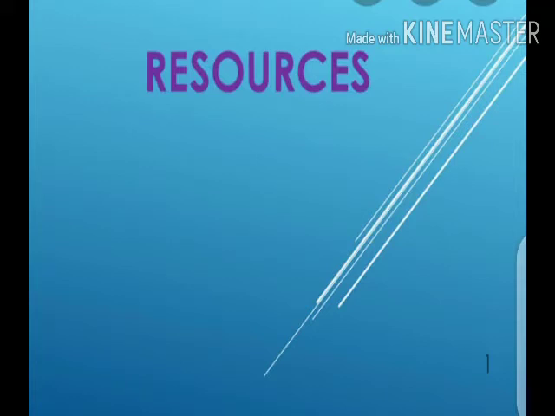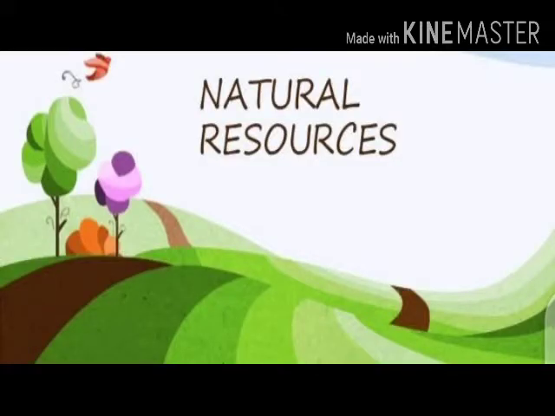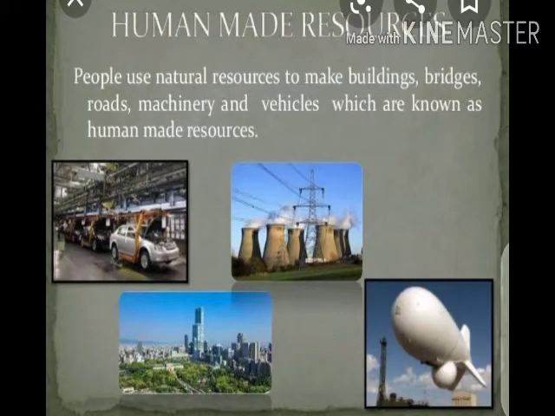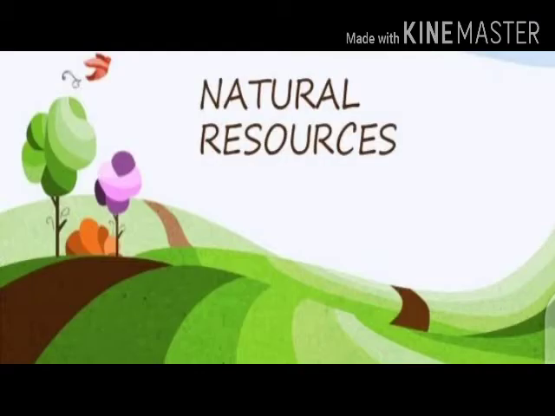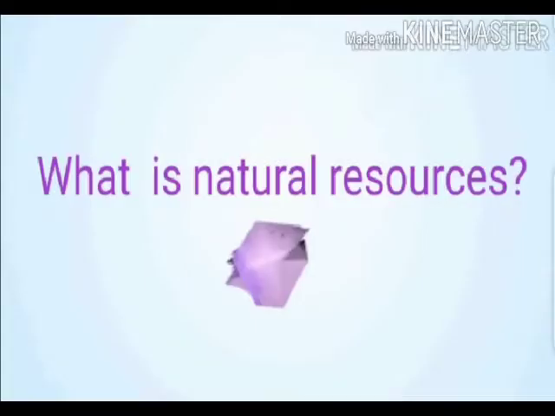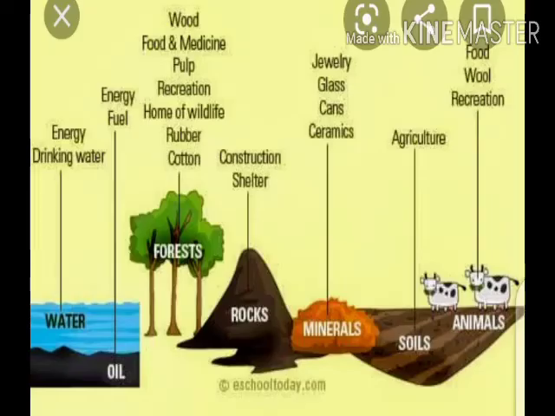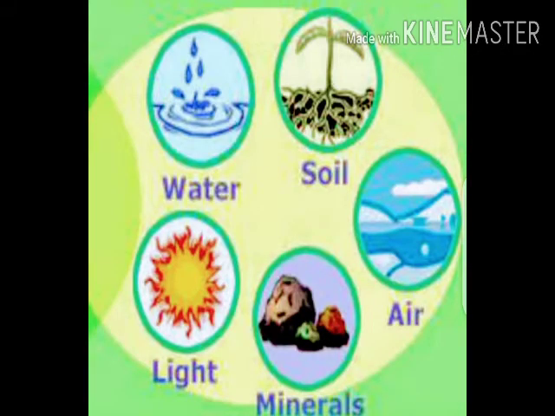The main types of resources are natural resources and human-made resources. Now we will discuss natural resources. Natural resources means the resources which are obtained from nature. For example, soil, river, air. Students, please keep in mind that these are not made by humans.